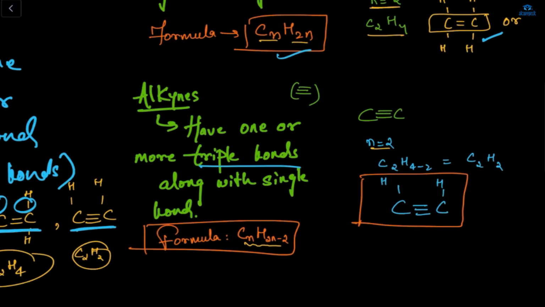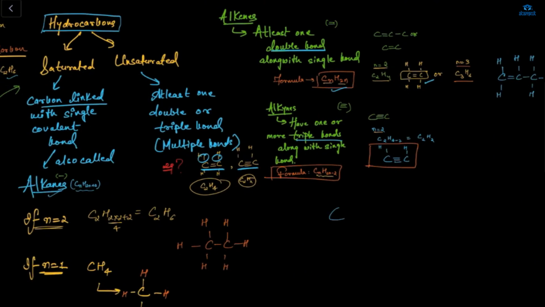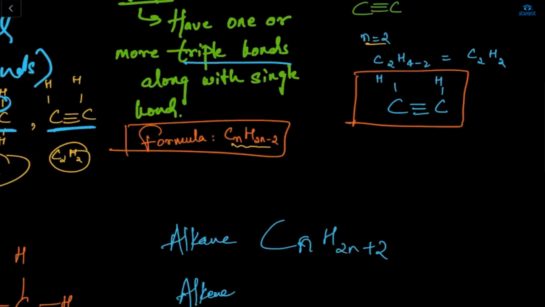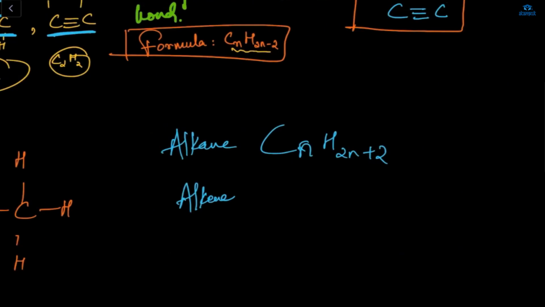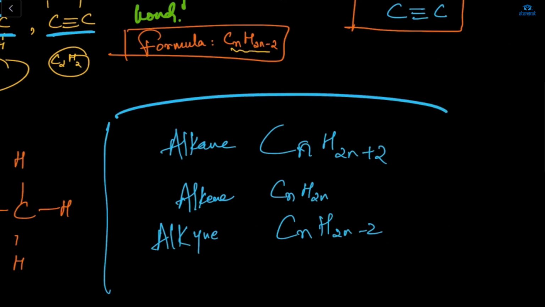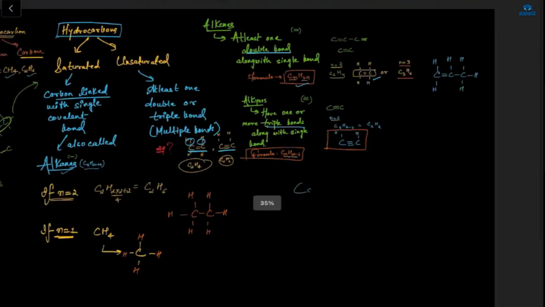What is the general formula of alkane? CnH2n+2. This is of alkane. What about alkene? Alkene is CnH2n. And what about alkyne? Alkyne is CnH2n-2. So these are the three types of hydrocarbons, which are saturated and unsaturated.